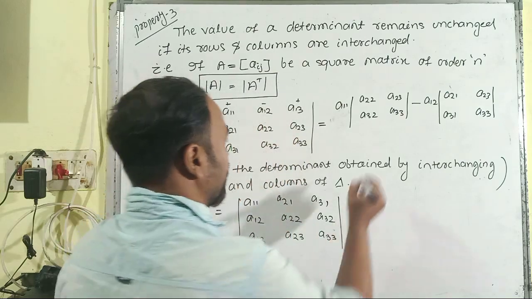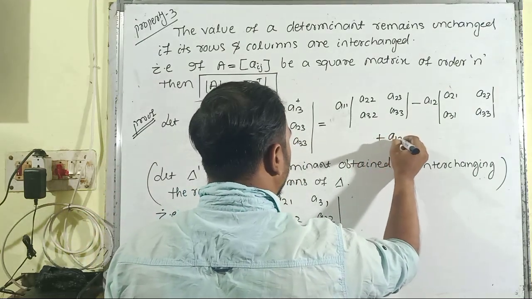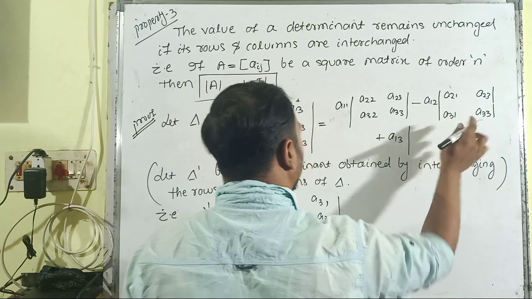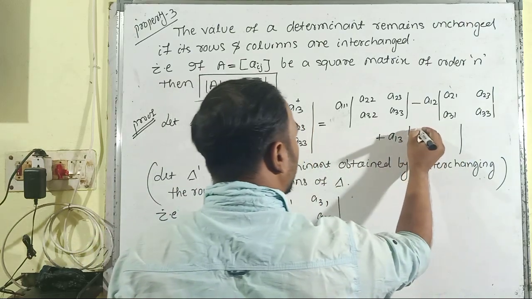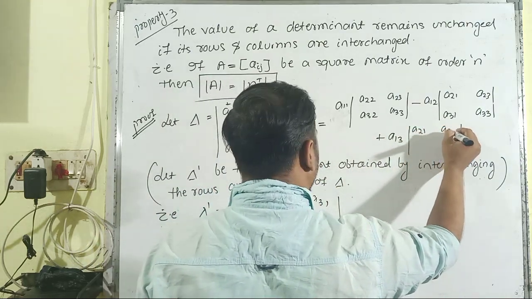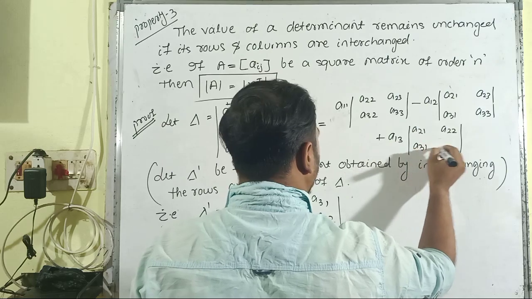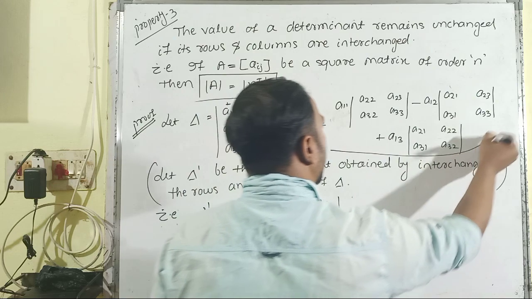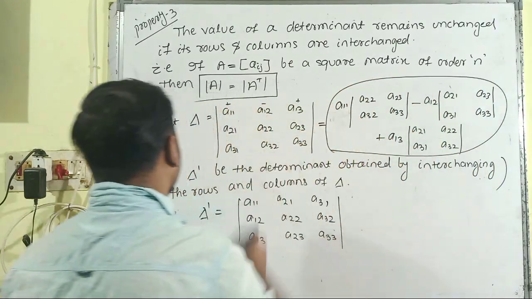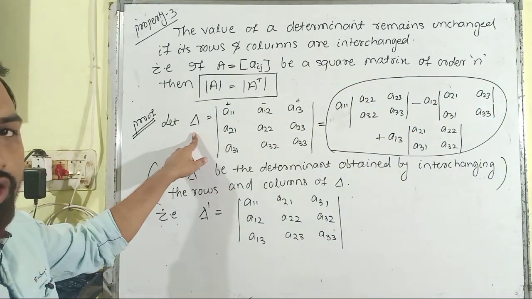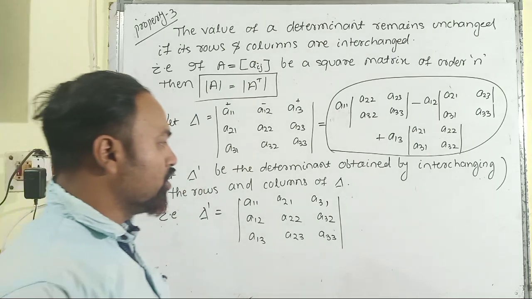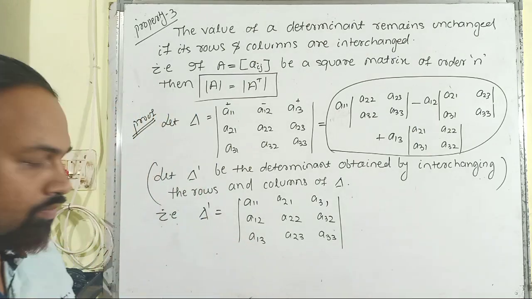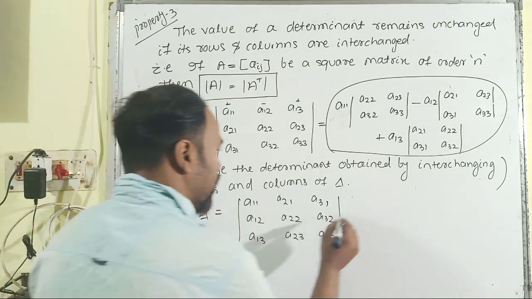Then the last element, and here it is a21, a22, a31, a32, and this is the value of the original determinant. Then we have to find the value of the newly formed determinant.